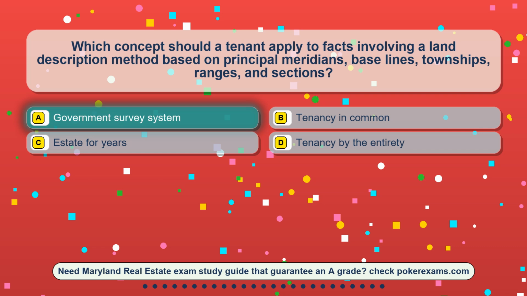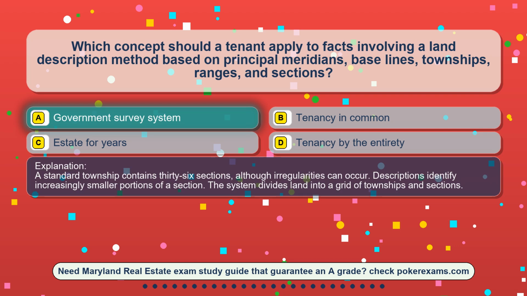The correct answer is option A, government survey system. A standard township contains 36 sections, although irregularities can occur. Descriptions identify increasingly smaller portions of a section. The system divides land into a grid of townships and sections.